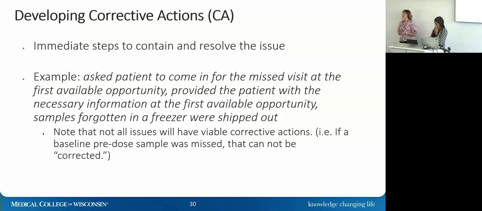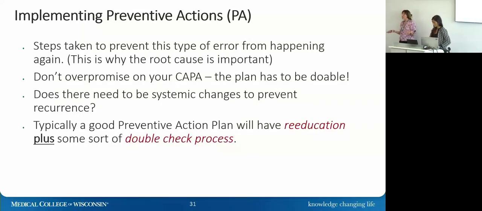And then we have implementing preventative action. So these are the steps. This is the really important part where you're implementing how you're going to prevent this from happening in the future. So this is again why that root cause is important. So don't overpromise on your CAPA. You have to make something that's doable.